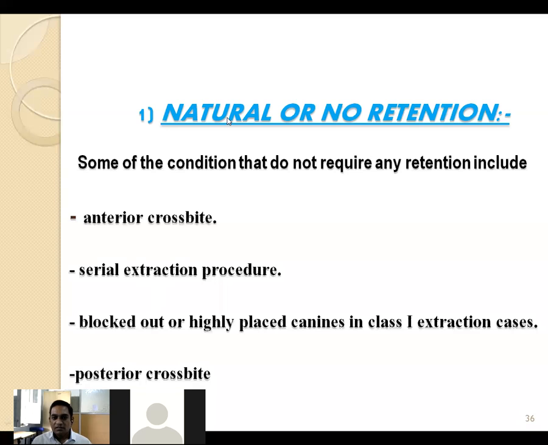Where are the cases where no retention is required? Especially in anterior crossbite, in case of serial extraction, blocked-out or heavily placed canines, and posterior crossbite. These are the conditions where retention is not required. It means even if you don't give any retainers, there will not be a chance of relapse.